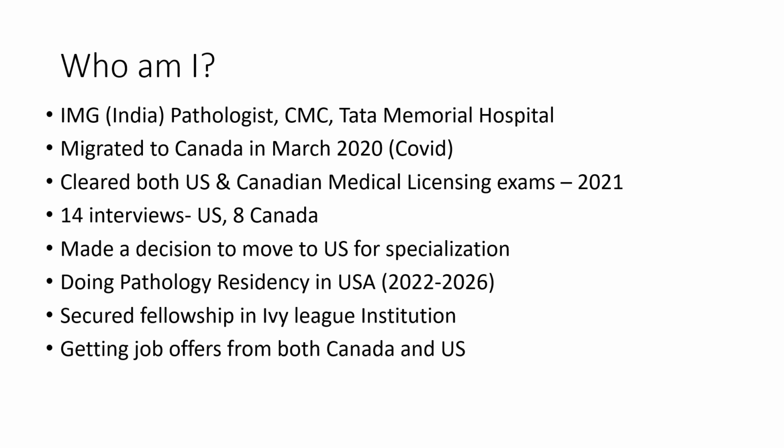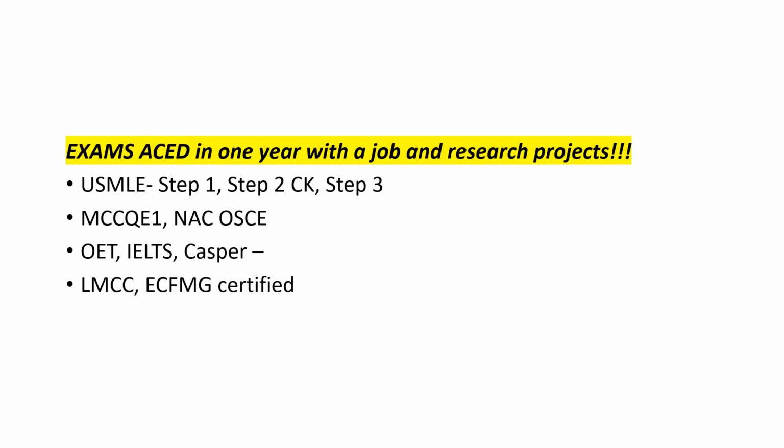I ended up getting 14 interviews from the US and 8 in Canada. Mind you, these were all for pathology residency and IMG eligible seats in a CaRMS match. I made a decision to move to the US for my specialization and I matched in the US before Canada. So right now I'm pursuing my residency, which is supposed to finish in 26, and I've secured a fellowship in an Ivy League institution and I'm already getting job offers for both the countries. So the exams that I aced in 1 year with the job and research projects are all there on the screen.